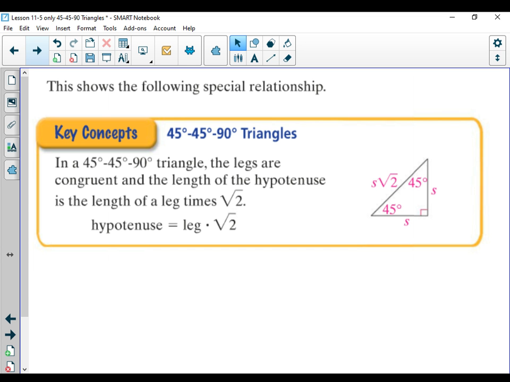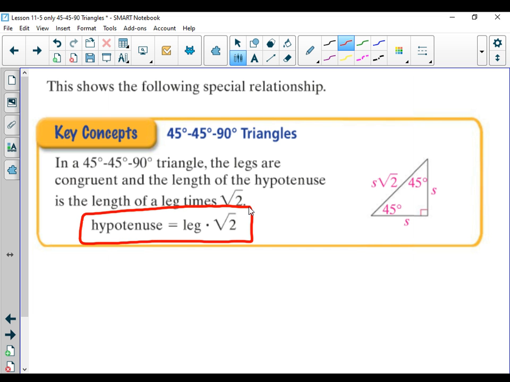Good news, though, there's only one rule to write down, because if you look at the picture, this leg is the same as this leg. So which one is the short one? Which one is the long one? Neither. They're both exactly the same. So the only thing we have to write down is that the hypotenuse equals leg, which leg doesn't matter, times the square root of 2.